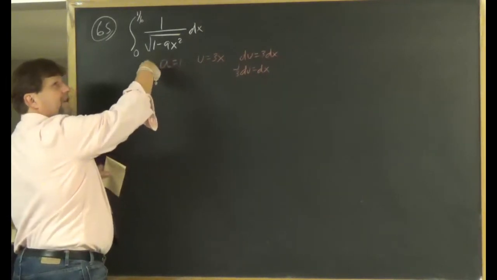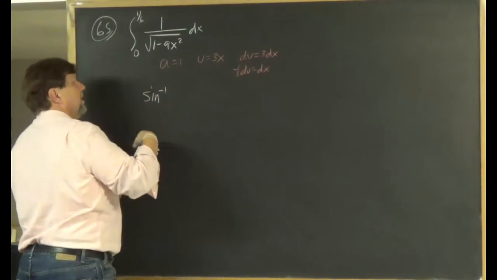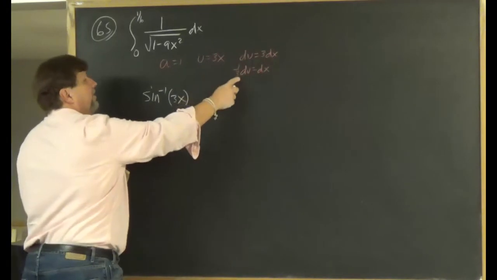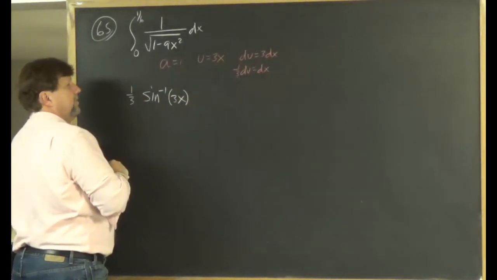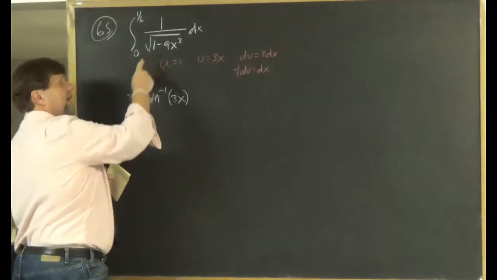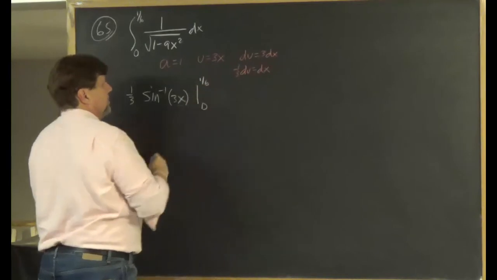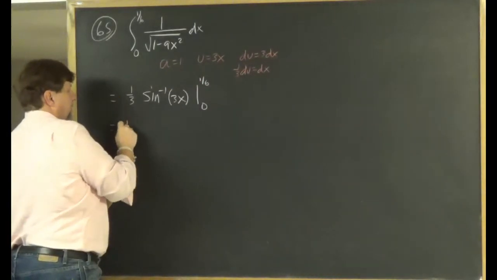We know the derivative that involves inverse sine. It would be inverse sine of u over a, which is just the 3x, but I have to remember this 1/3 would also be playing the game. So that's it. That's the antiderivative. Now we just need to evaluate it from 0 to 1/6. So 1/6 comes in first, and what do we get?